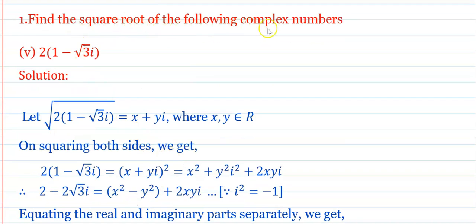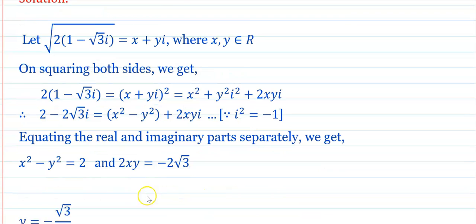Find the square root of the following complex number: 2 in bracket 1 minus root 3i. Let the square root of 2 in bracket 1 minus root 3i be equal to x plus yi, where x, y belong to the set of real numbers. On squaring both sides, you will get 2 in bracket 1 minus root 3i equals x plus yi whole square. Therefore, you will get x square plus y square i square plus 2xyi. But what is i square? i square is minus 1. And therefore, here you will get x square minus y square plus 2xyi.